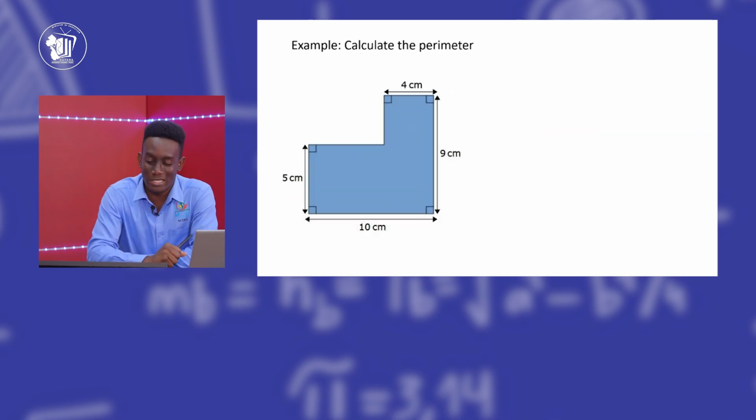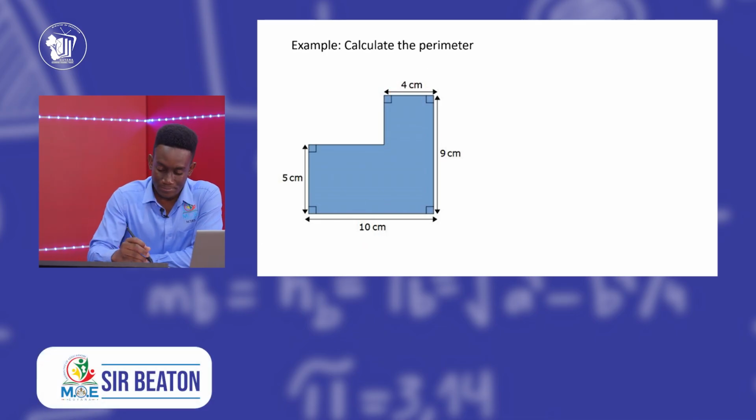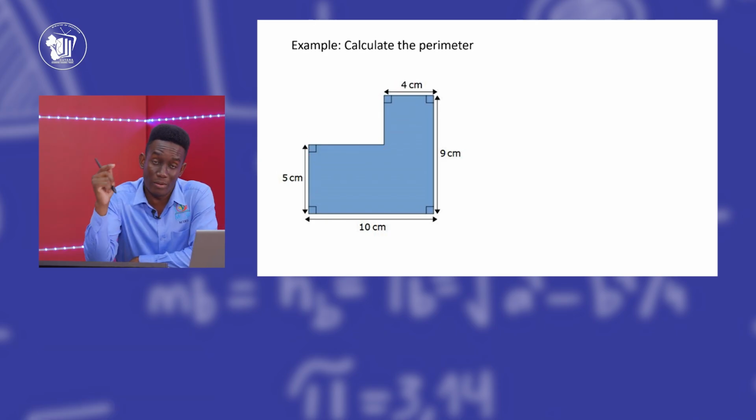For the next shape, we want to calculate the perimeter, and we see this is a compound shape, meaning we have two of the normal shapes put together. So we have this side being 4 cm, this side being 9 cm, this side being 10 cm, this side being 5 cm, and we don't know the length of this side, nor do we know the length of this side. And remember, for perimeter, we must know the length of all of the sides of the shape. So in this case, we have to use some of the lengths that we are given to find the lengths that we don't know.